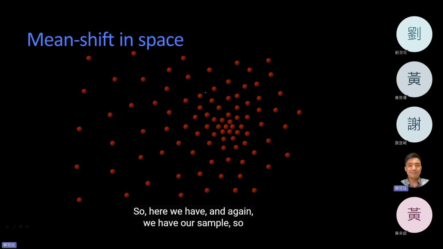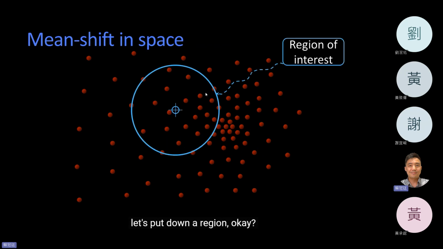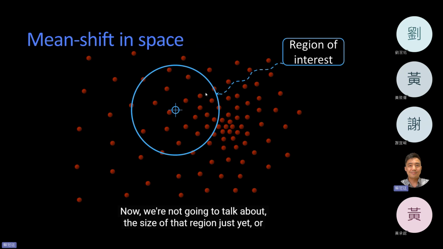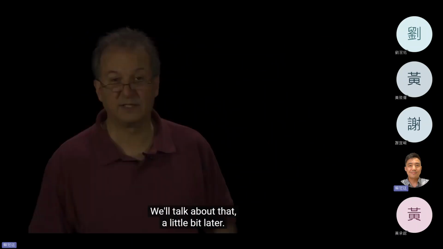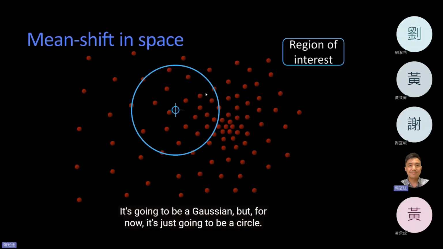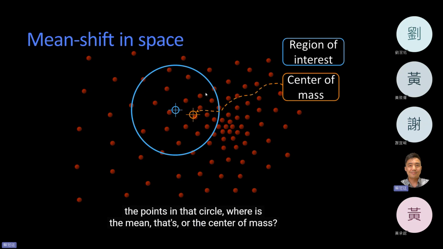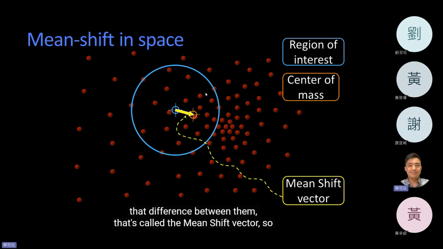Again we have our sample, so let's put down a region, called a region of interest. We're not going to talk about the size or shape of that region just yet. It's going to be a Gaussian, but for now it's just a circle. We calculate, of all the points in that circle, where the mean or center of mass is. It's not right in the middle, and that difference is called the mean shift vector. This is the mean shift algorithm. So what do you do with the mean shift vector? You shift the mean.